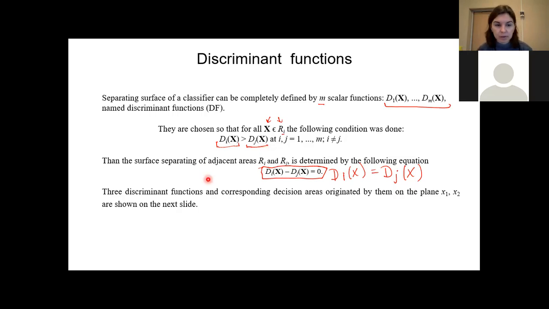Then the surface separating the adjacent areas i and j is determined by the following equation. The difference between the two discriminant functions for the two classes should be equal to 0, or they should be equal.